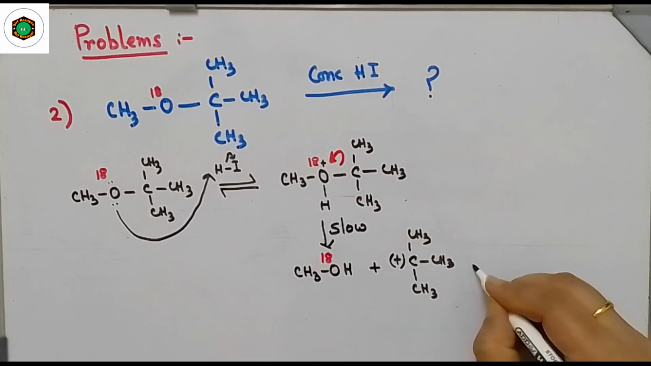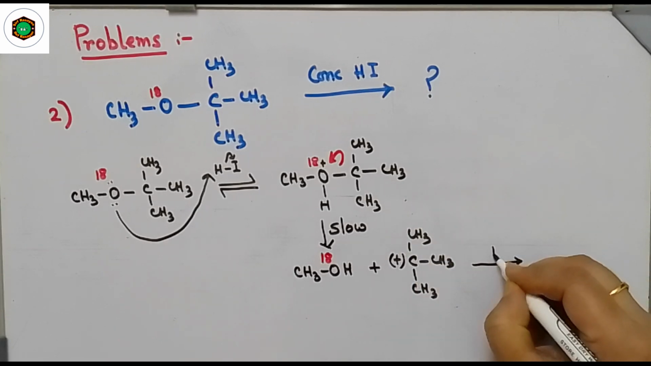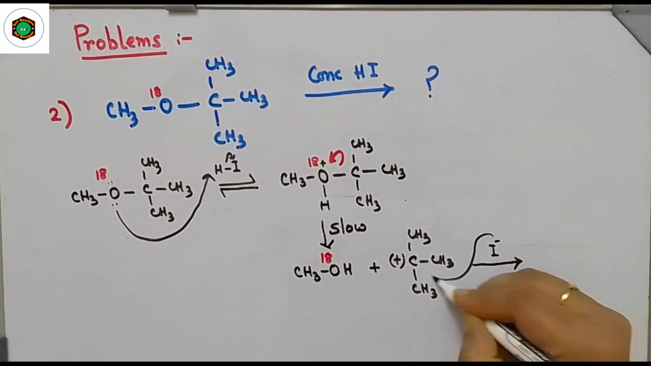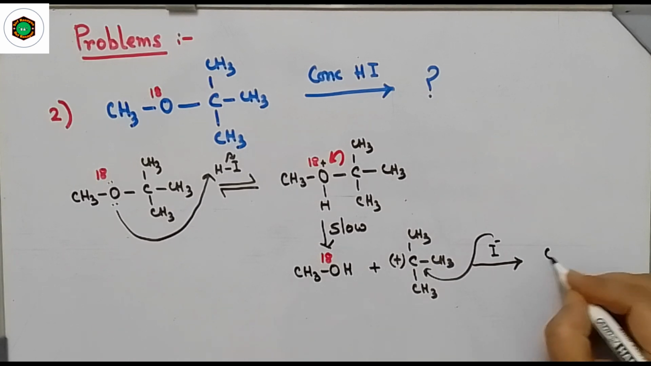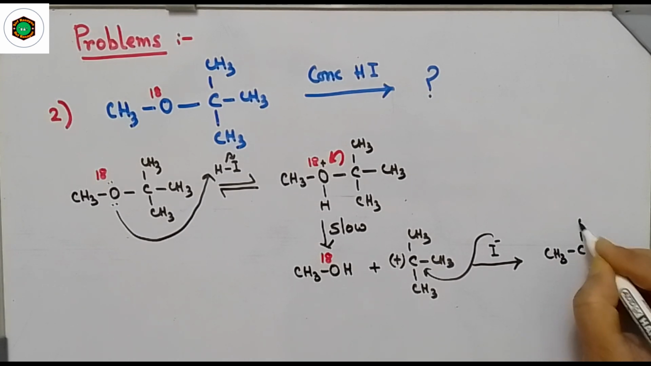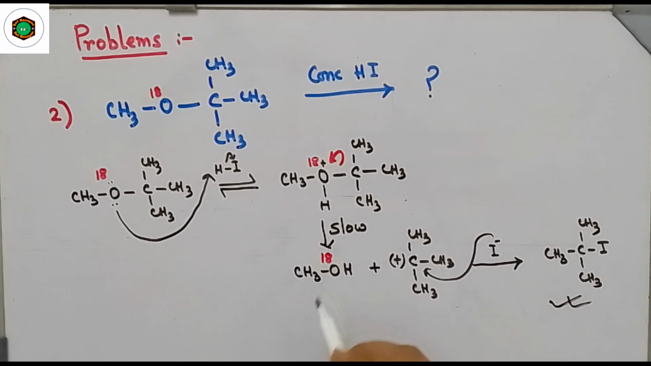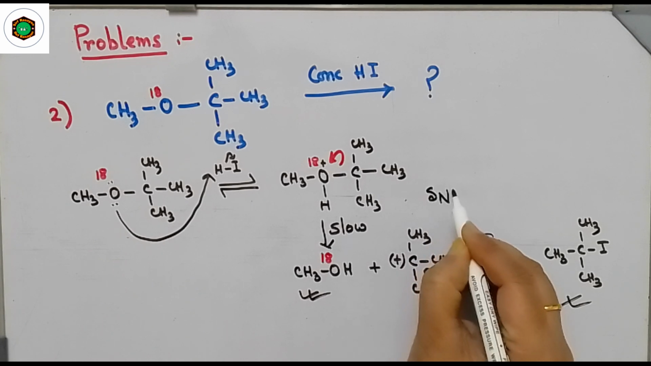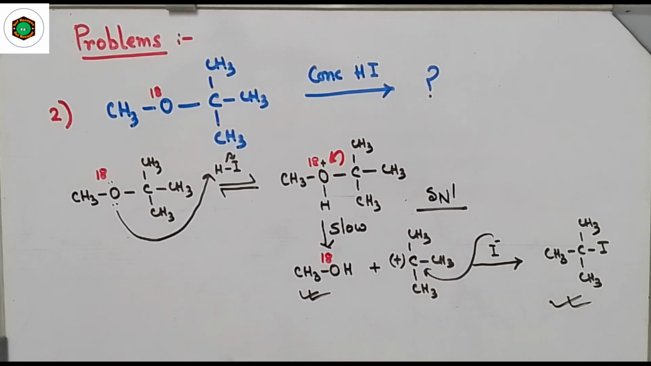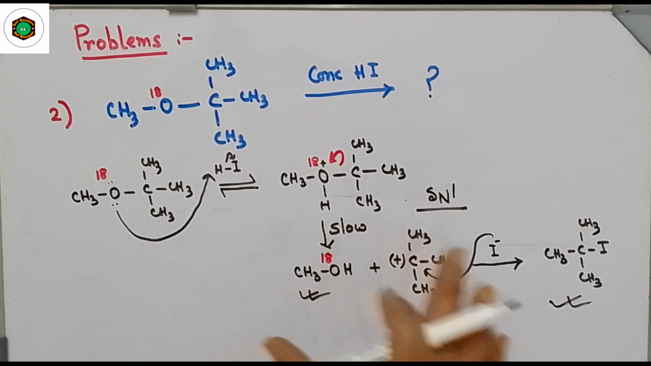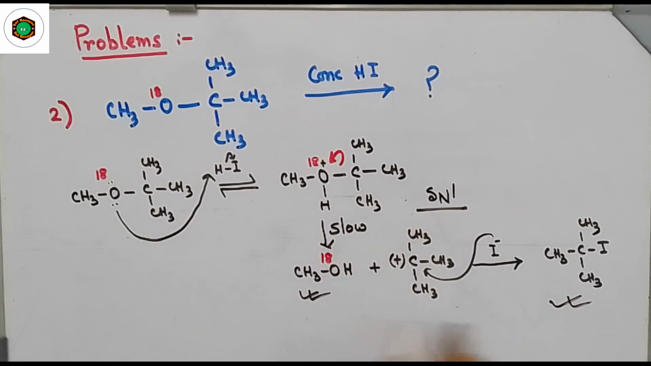After that, iodide is there in the reaction medium. So iodide will attack there and we will get CH3, CH3, tertiary butyl iodide. So one product is tertiary butyl iodide, another is labeled methanol. So what is happening here? From here we are getting these products by SN1 mechanism. So if one of the groups is a tertiary alkyl group, then by SN1 mechanism you have to do it like this.